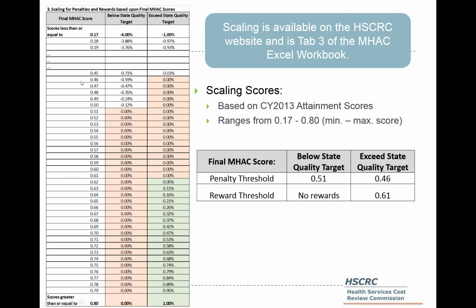So, for instance, if a hospital scores 0.46 and we do not meet the 8% target as a state, their revenue would be reduced by 0.59%. But if we do, as a state, meet the target, their revenue would actually not be reduced at all. And then again, as I said before, there would be rewards. So if a hospital scores, let's say, 0.7, if the state as a whole doesn't meet the minimum quality target, they'll get 0% reduced. But if the state does meet the minimum target, then they would get 0.47% of a reward.